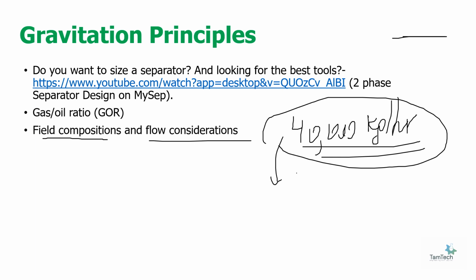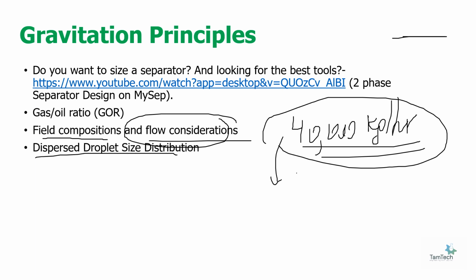Additionally, coming to flow considerations, the flow could be additional, like coming out from the reservoir, with slugs, flow surge, or in the case of compressor recycle mode. It should also be considered in the principles. So the next principle is dispersed droplet size distribution.